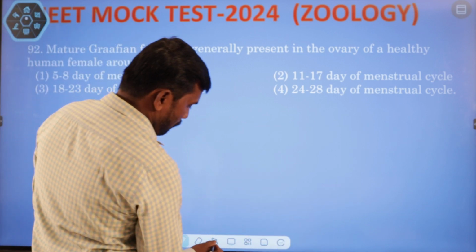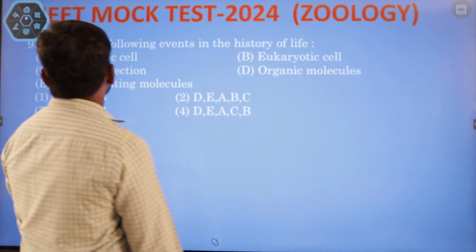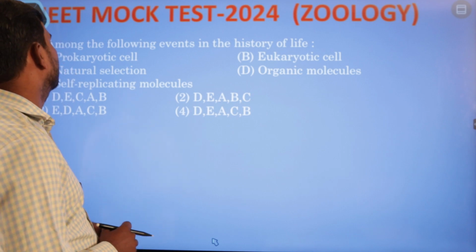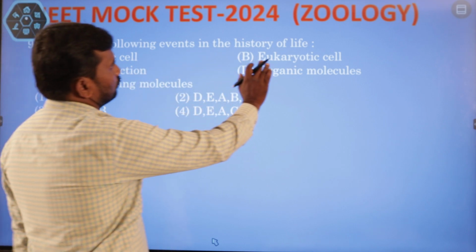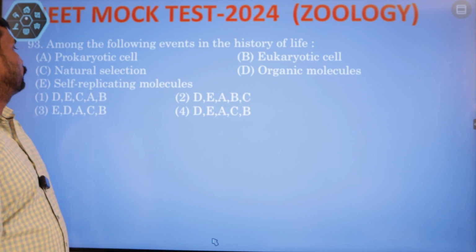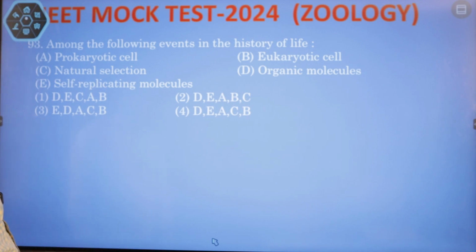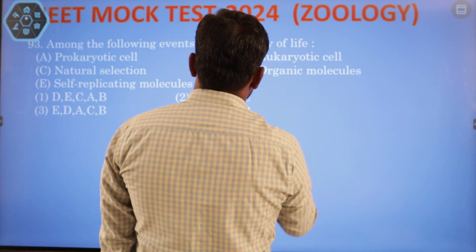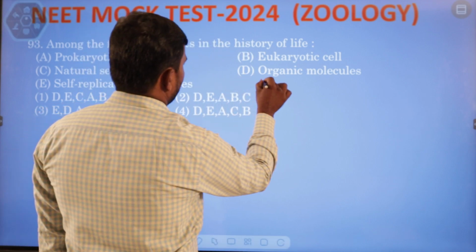Question number 93. Questions coming from, once again, the evolution lessons. Evolution is a simple question. What is the correct sequence of events in the history of life? Which one is going to form first? You know very well the first formed material structure is nothing but the self-replicating molecules. Yeah, the first one is that organic molecules usually form. The first one is going to form organic molecules.